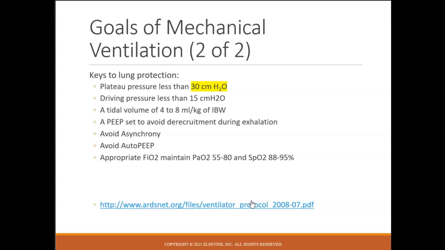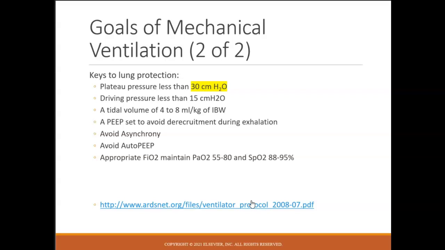Our goal is to try to keep our tidal volume somewhere between 4 and 8 milliliters per kilogram for ideal body weight. We're going to talk a little bit more about tidal volumes because that might seem like a really big range to you right now. But we're going to talk a little bit more about, drilling down into whether you're setting your tidal volume at 8 milliliters per kilogram, or if you should be picking 6, or if you should be picking 4. How do you decide? We'll talk a little bit more about that later on in this slide deck.